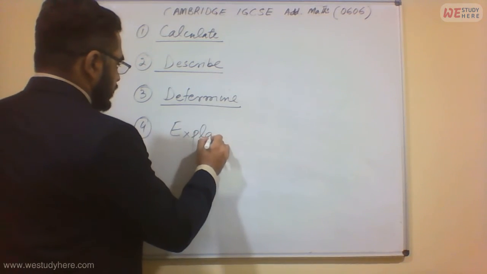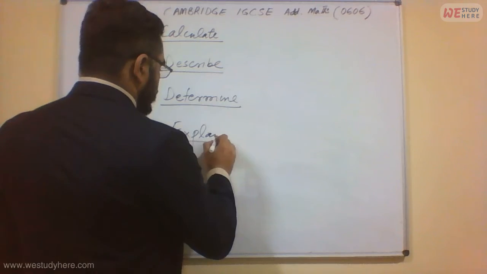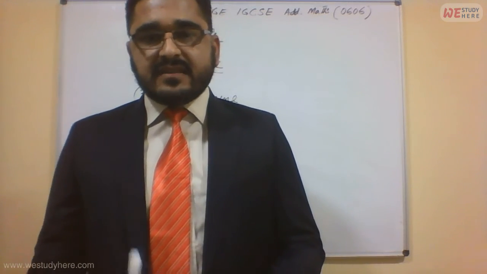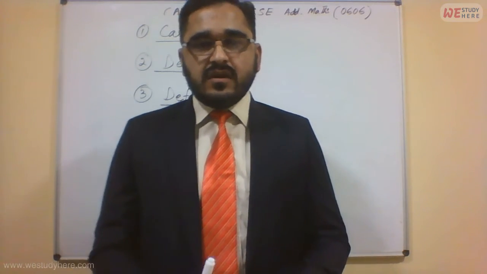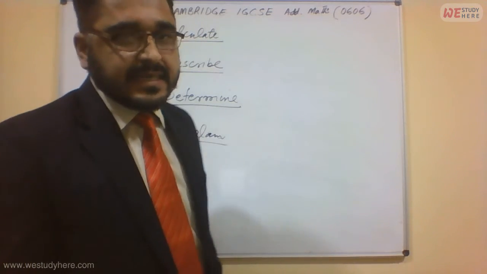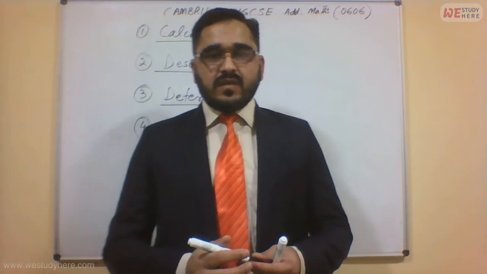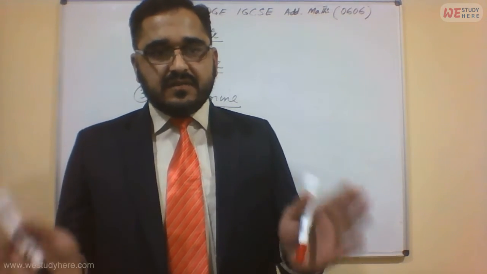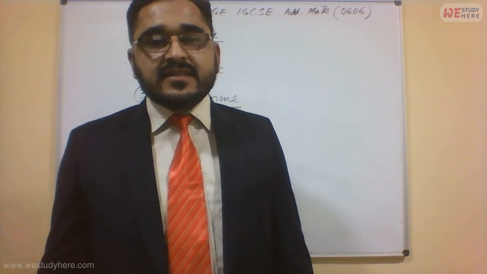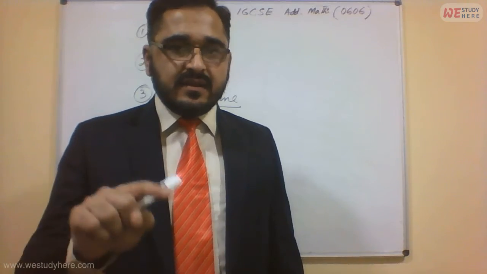The next command word is explain. Set out purposes or reasons, make the relationship between things evident, provide why and/or how, and support with relevant evidence. Number 5 is give. What does it mean when we use give as a command word? Produce an answer from a given source or recall from memory.